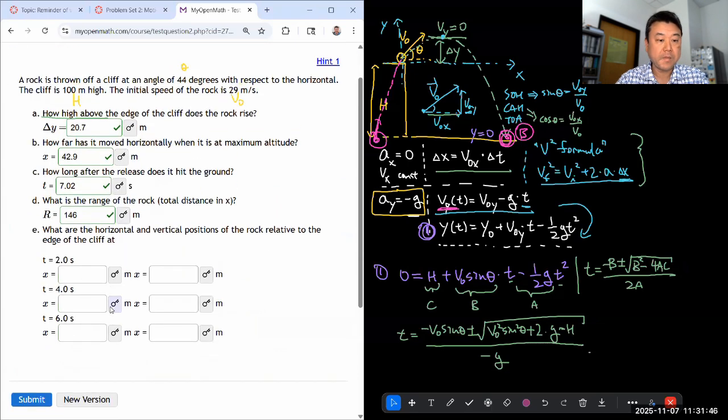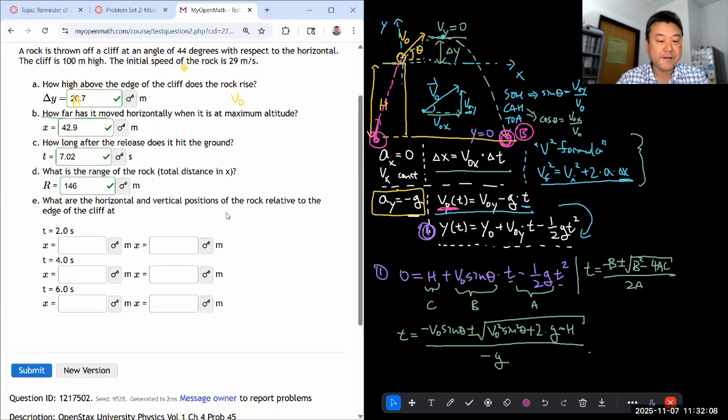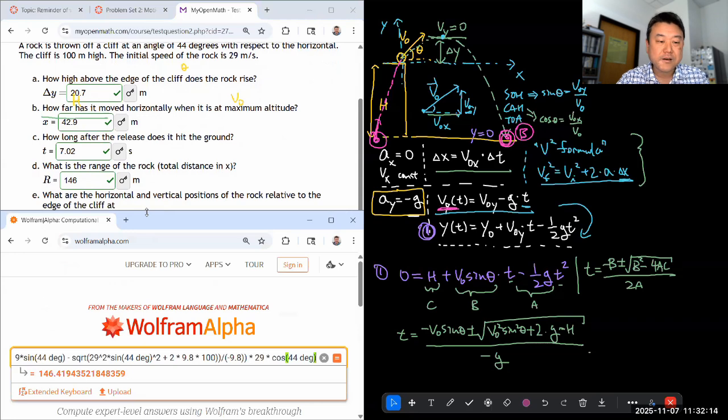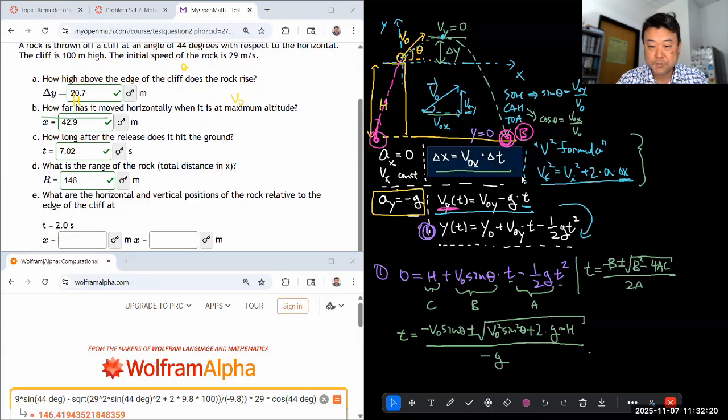Good, let's keep going. What are the horizontal and vertical positions of the rock relative to the edge of the cliff at all these times? Horizontal and vertical. I think one of these is supposed to be y. I'm guessing it's the second set of numbers. Let's give it a try for t equals 2. Here I don't actually have to do any algebra anymore, because I can just use this expression and this expression as written. We are being given the time and all the other parameters we know.